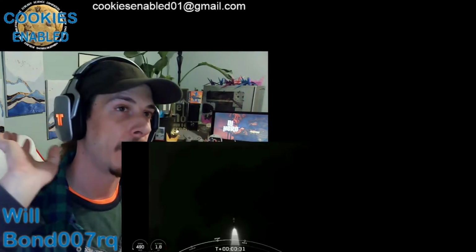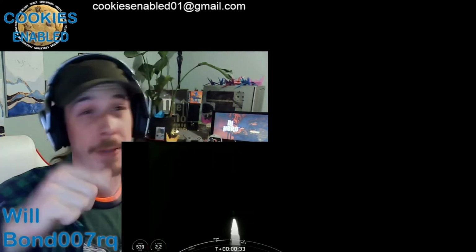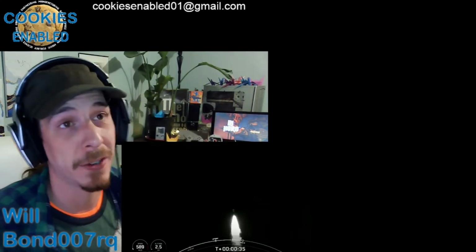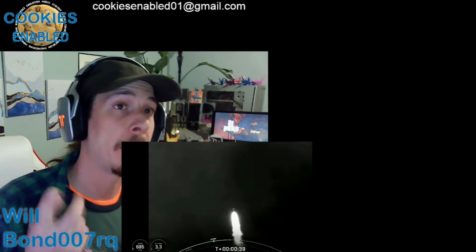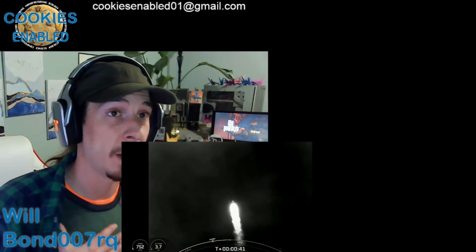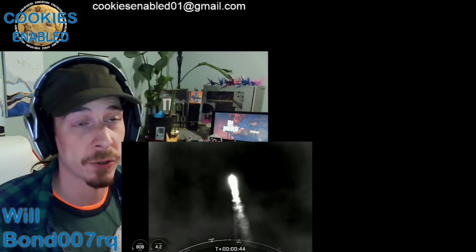Stage 1 chamber pressure. SpaceX launch engineers seeing nominal conditions on Falcon 9 as we begin the trip to space carrying the DART spacecraft. M1D engines about to begin throttling down.